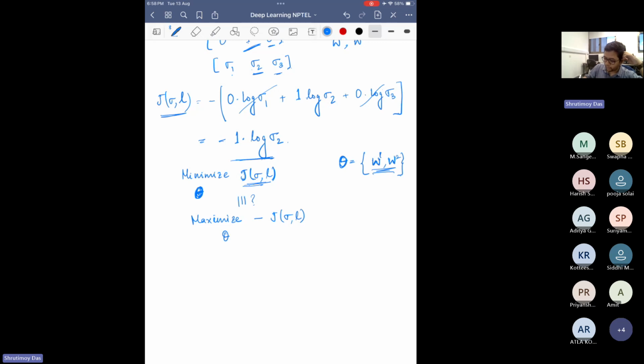No, it is not the reciprocal. I'm just saying that this thing is minus 1 times log of sigma 2. The negative of this is basically just 1 times log of sigma 2. So if I minimize this, can I also say that we can maximize the negative of this? Minimizing this is the same as maximizing this. Is that clear? Right.